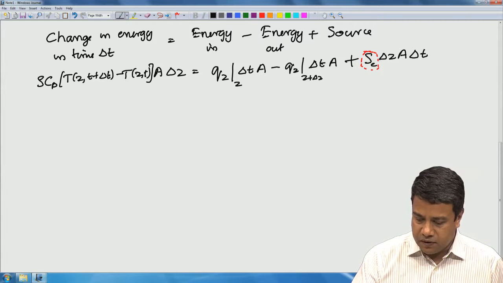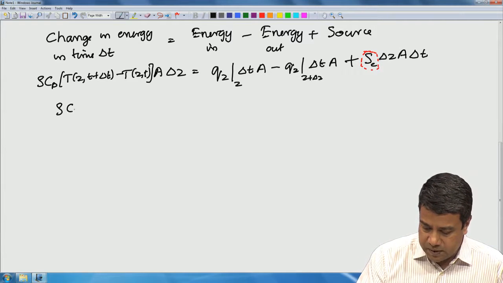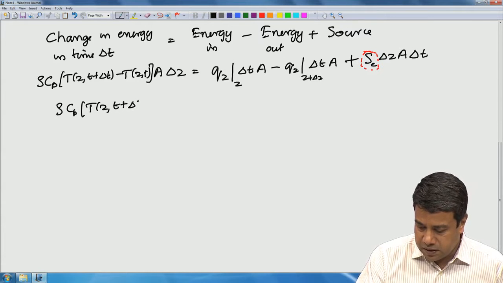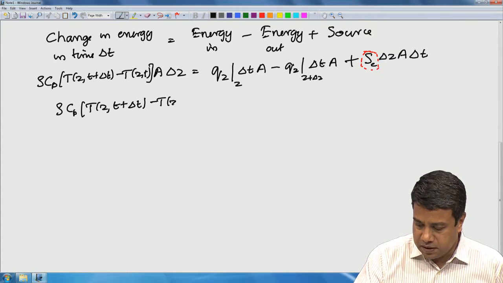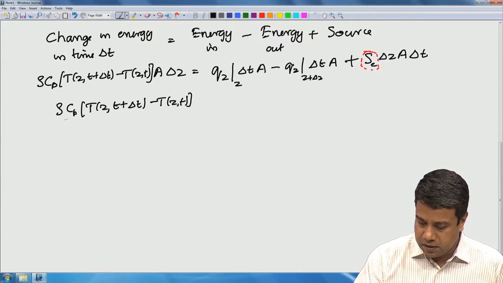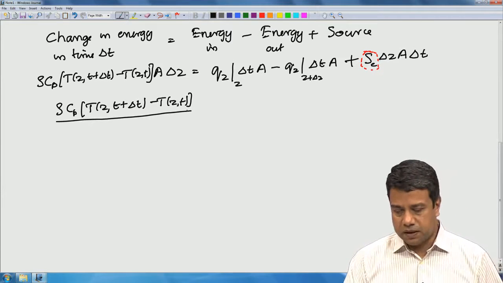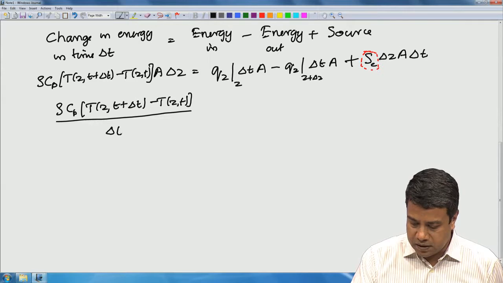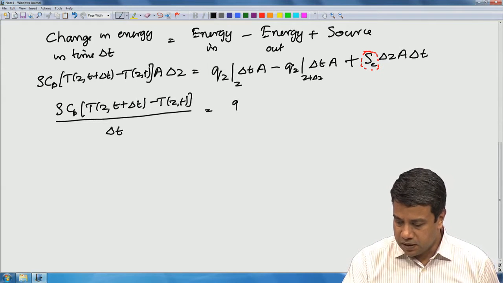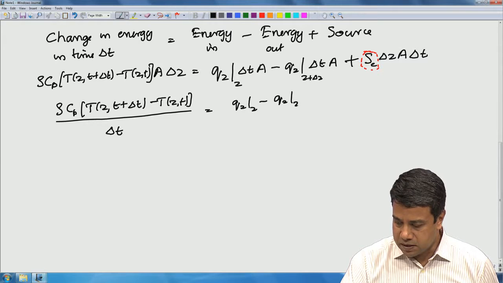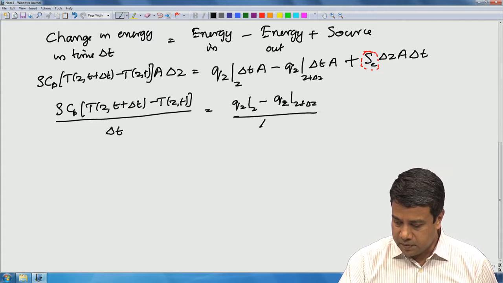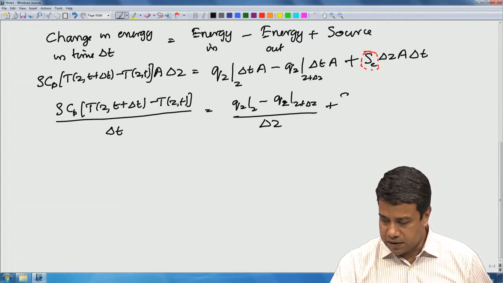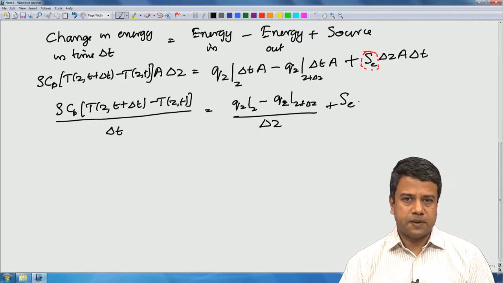So, if you divide by the volume and the time interval, you will get rho Cp into T at z, t plus delta t minus T at z, t. When I divide by A delta z times delta t, I will get a delta t here. I will get qz at z minus qz at z plus delta z, divided by delta z, plus the source of energy.